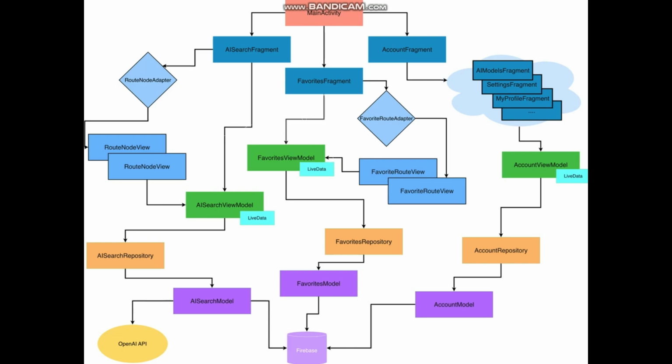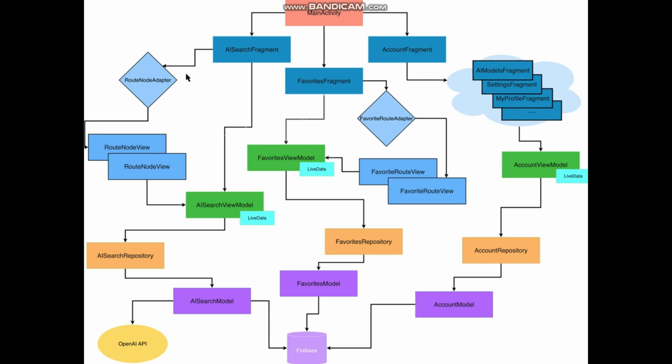When the app launches, we start in main activity. The main interface uses a bottom tab navigator to switch between the three fragments. In AI search fragment, the user can add multiple root nodes. Since each node has the same UI layout, we use root node adapter to manage and display this dynamic list.